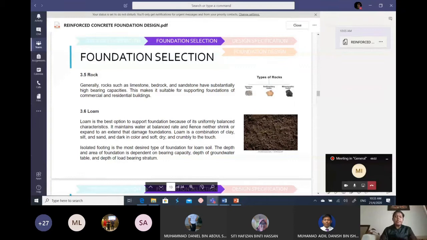Okay, loam is the best option to support a foundation because of its uniformly balanced characteristics. So when there is a settlement, there is a possibility the settlement will occur homogeneously, so it will not cause a problem to the structure such as cracking. It maintains water at a balanced rate and hence neither shrinks nor expands to an extent that damages the foundation. Loam is a combination of clay, silt, and sand, dark in color, and soft, dry and crumbly to the touch.